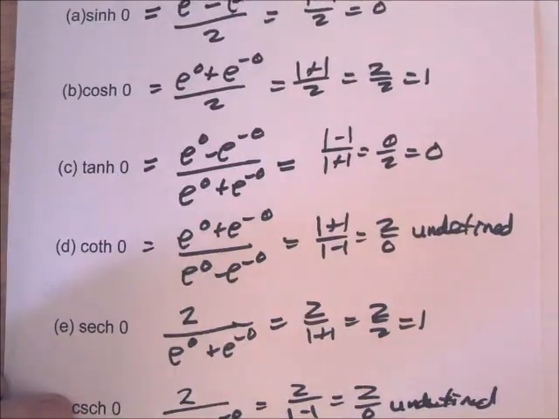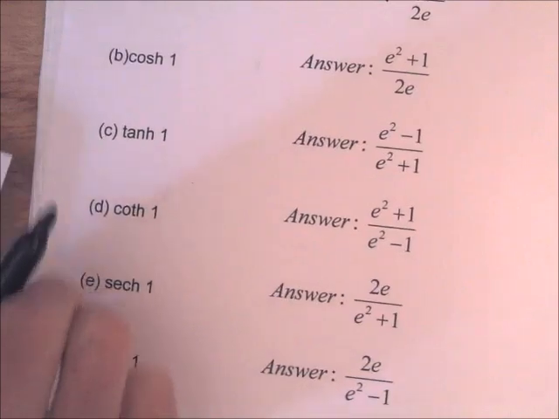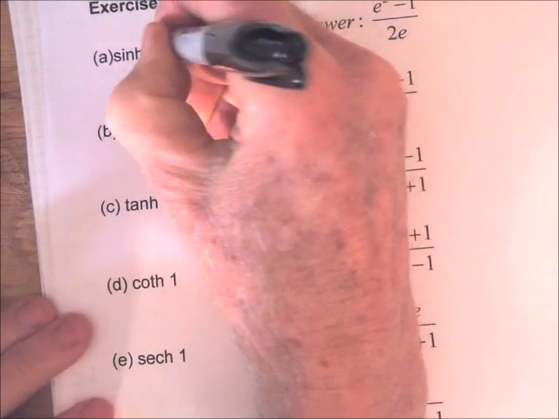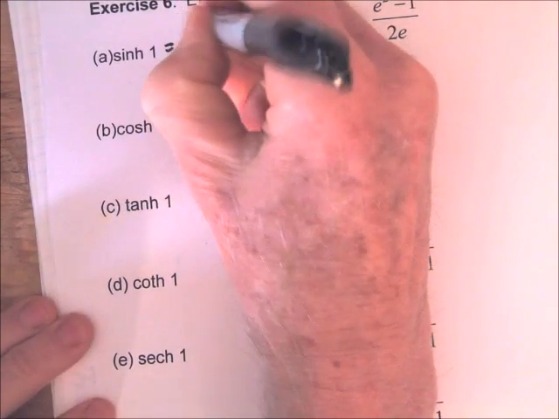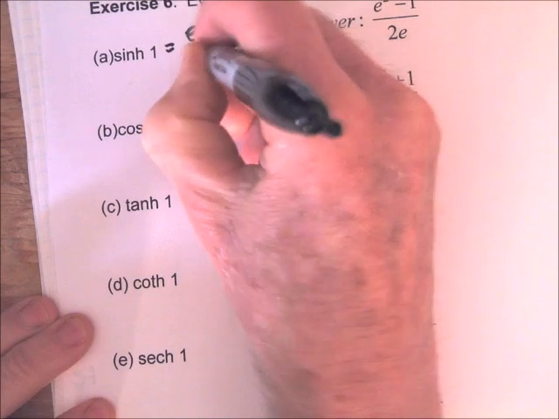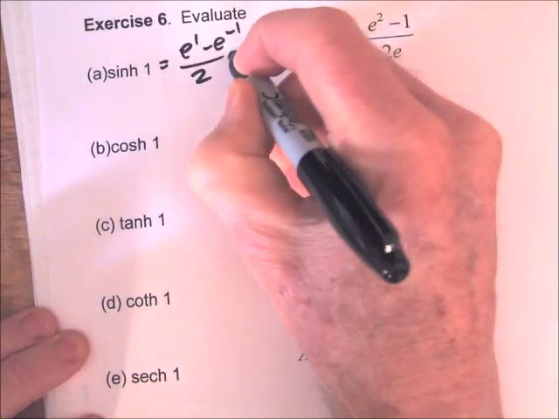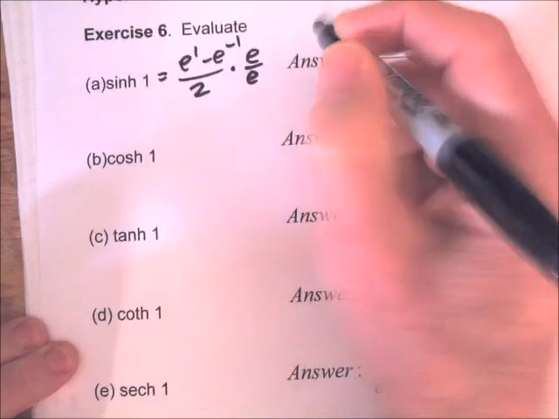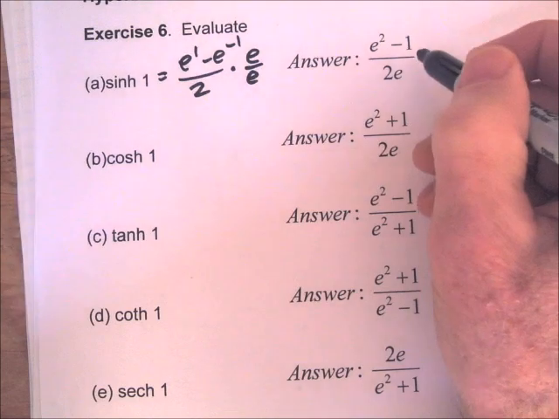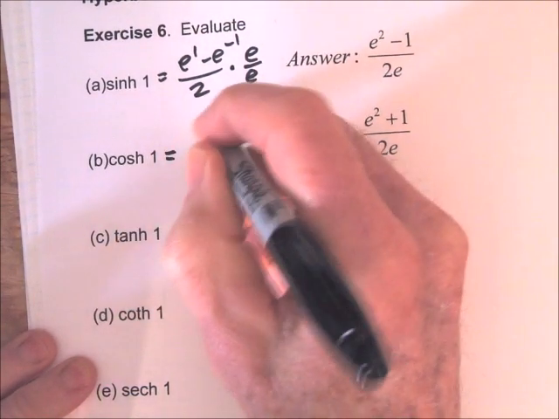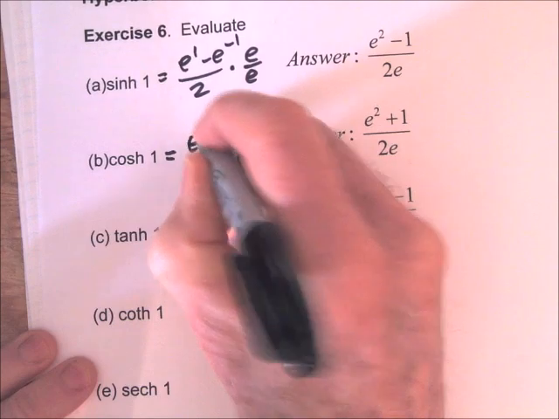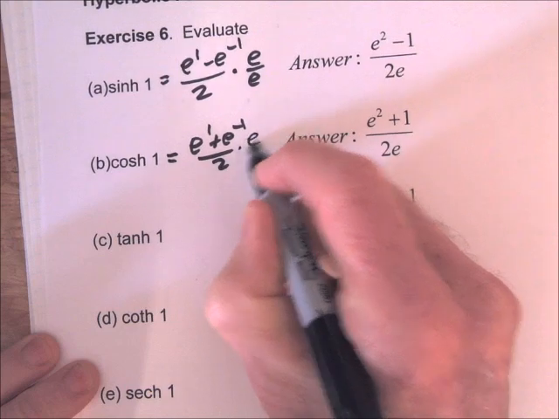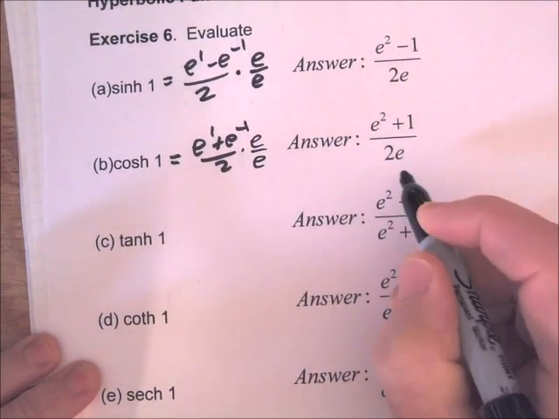Okay, we could also evaluate these at 1. So this is going to be sinh 1, e to the 1 minus e to the minus 1 over 2. And we could maybe get rid of the negative exponent if we multiply top and bottom by e. That'll give us e squared minus 1 over 2e. Cosh 1, e to the 1 plus e to the minus 1 over 2. Again, if we multiply top and bottom by e, we'll get rid of the negative exponent. We have e squared plus 1 over 2e.